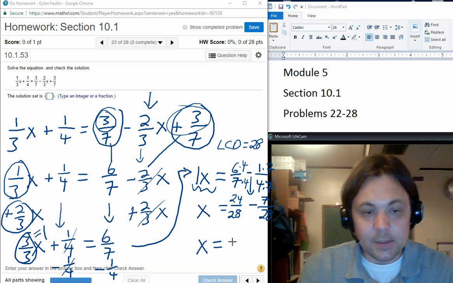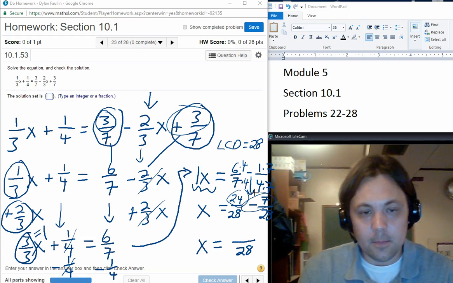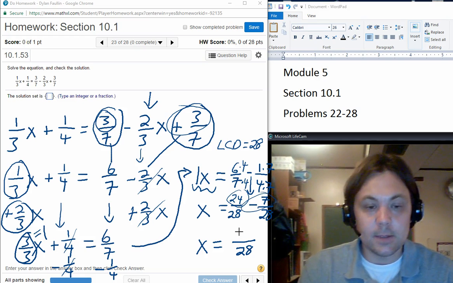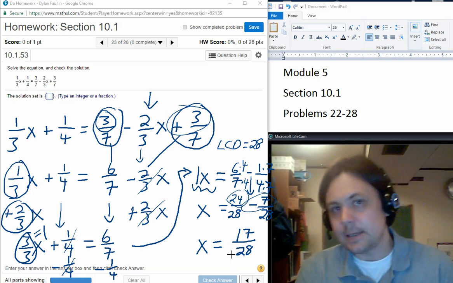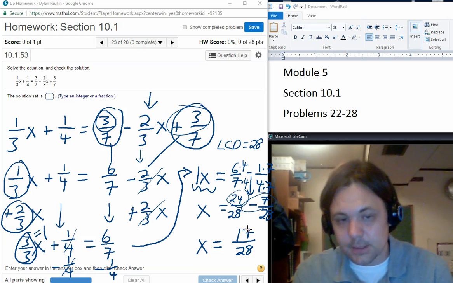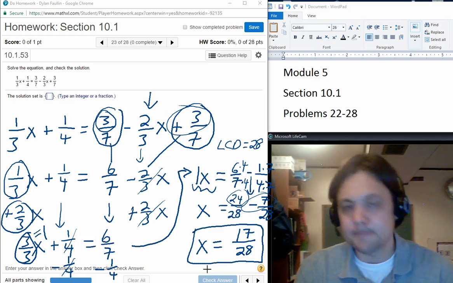So now that we have a common denominator, we can subtract these two fractions. The denominator will stay the same. It'll stay 28. And we'll have 24 minus 7, which is going to be 17. And then try to reduce your fraction. Anytime your answer is a fraction, you should try to reduce it. But 17/28 doesn't reduce, so thankfully, we're done.